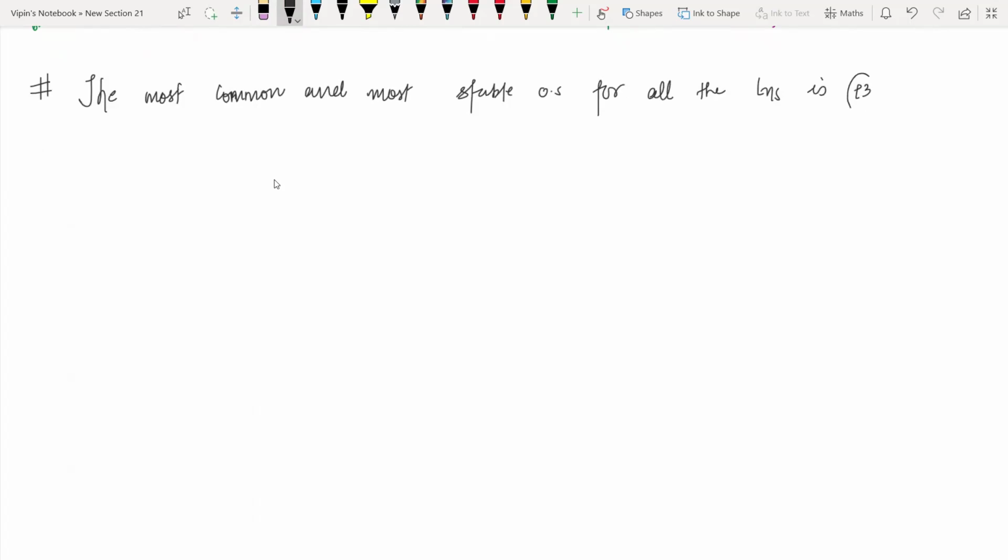the most common and most stable oxidation state for all the lanthanoids is +3. There are many lanthanoids, and this is about the oxidation state.